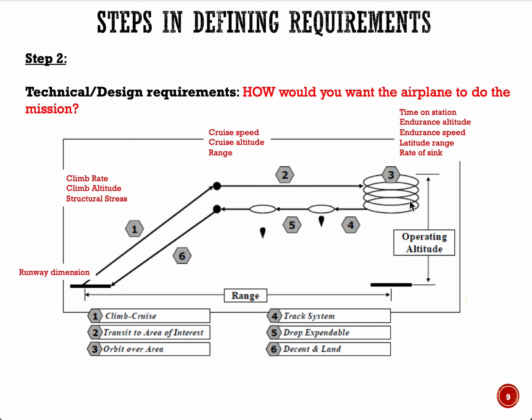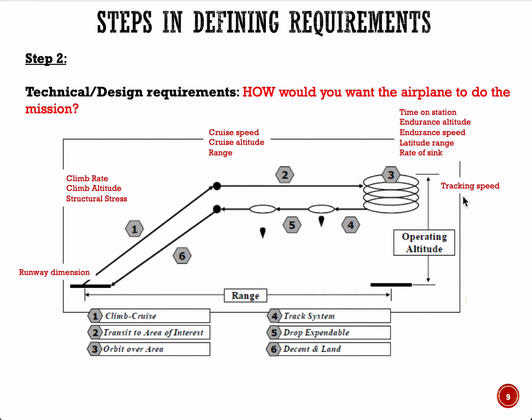And during this orbit over the area, you have to calculate your endurance, because endurance is nothing but how much fuel you're burning for the required thrust that you're producing, right? So you really have to think about all of this and set some requirements so that your design can achieve those, for example, time on station, endurance altitude, endurance speed, range, rate of sink, etc.